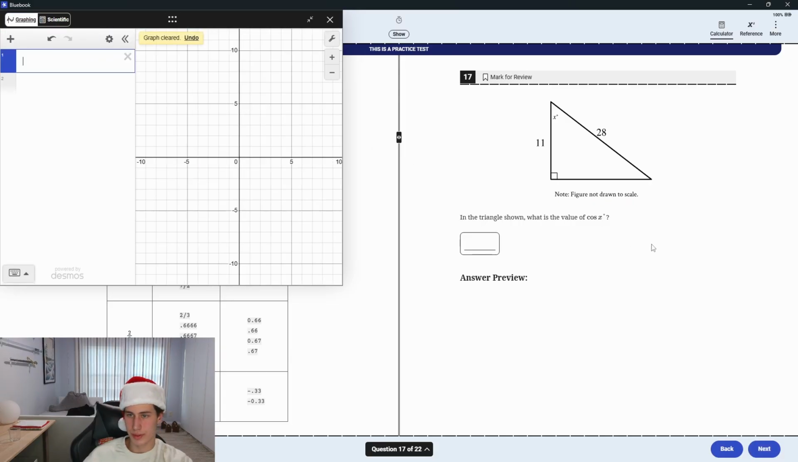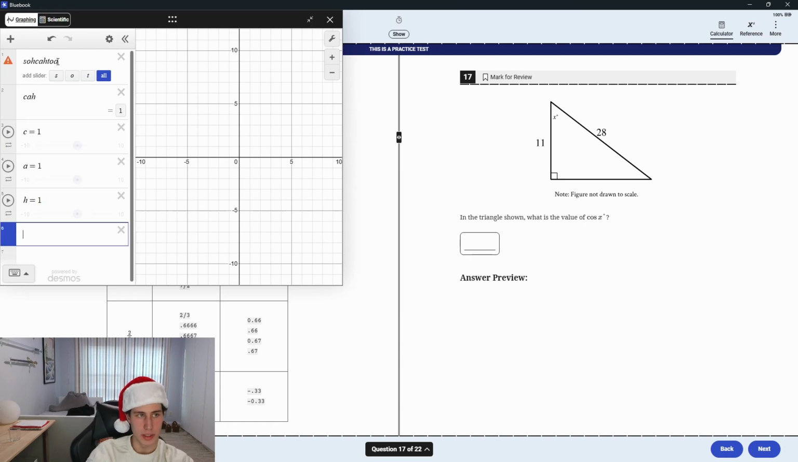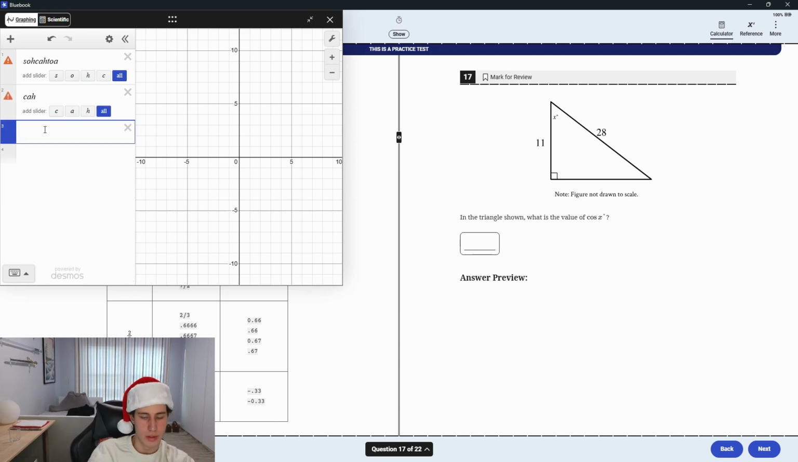In the triangle, what is the value of cosine x? So, we all know the acronym SOHCAHTOA. So in this case, it's CAH, so cosine is adjacent over hypotenuse. So adjacent is 11, hypotenuse is 28, so it's 11 over 28.